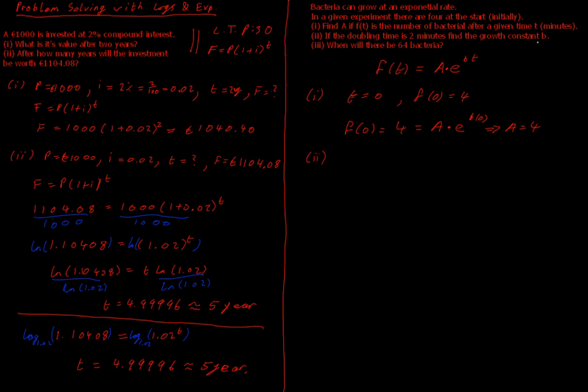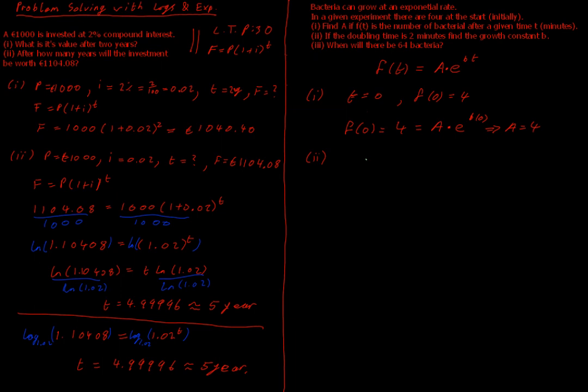But now I am looking for B. B is often called the growth constant, and in the back of our minds we should have that noted, though they should always tell you the letter that they are looking for directly instead of just using a name for it. But knowing that this is called the growth constant or sometimes the growth rate can be helpful in interpreting questions. So if the doubling time is 2 minutes, find the growth constant B.